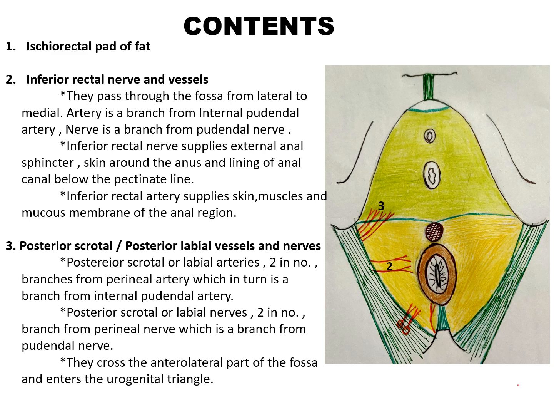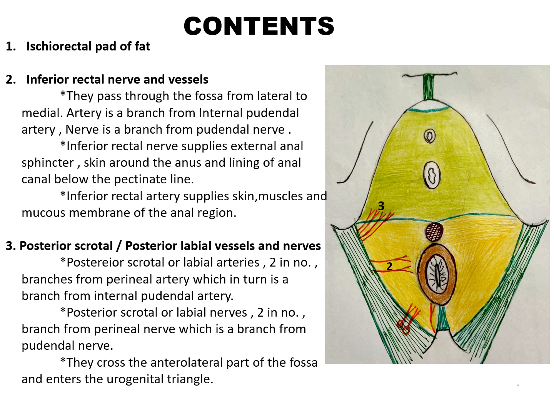The artery is a branch from the internal pudendal artery, whereas the nerve is a branch from the pudendal nerve. The inferior rectal nerve supplies the external anal sphincter, the skin around the anus, and the mucosa of the anal canal below the pectinate line. The inferior rectal artery supplies the skin, muscles, and the mucous membrane of the anal region. This inferior rectal artery anastomoses with the middle rectal artery and the superior rectal artery.